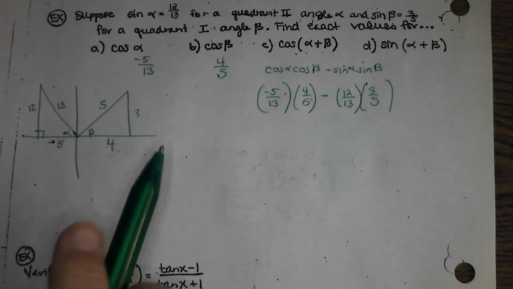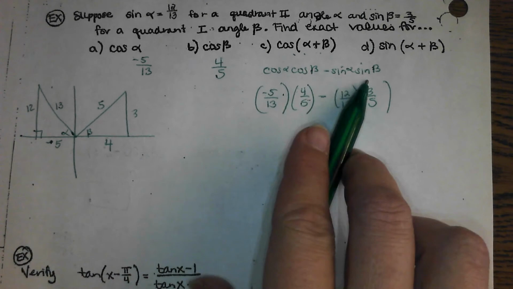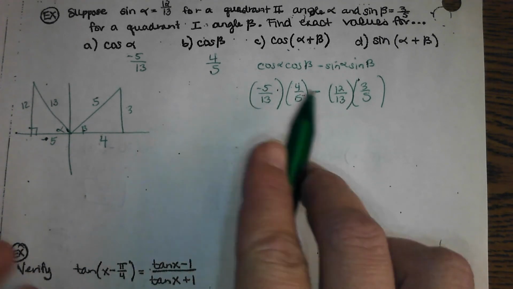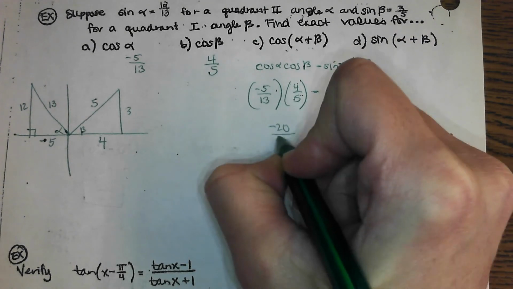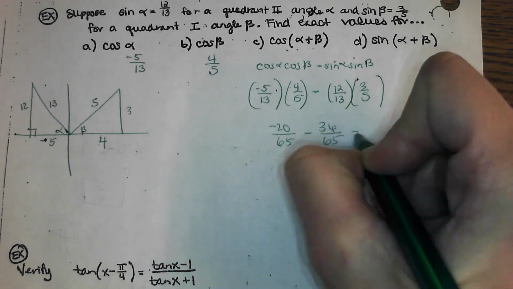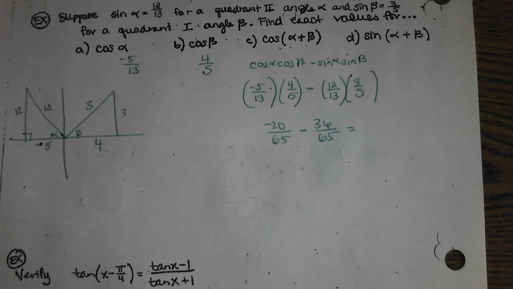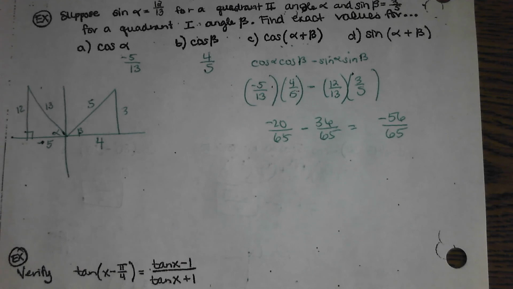Truthfully, they're probably not going to walk you through part A and B in isolation. You're just going to jump right to a sum or difference formula. You're going to have to create your triangles and grab all that appropriate information and simplify it out. Does that make sense? So you'd simplify it out, you get negative 20 over 65 minus 36 over 65. Beautiful.